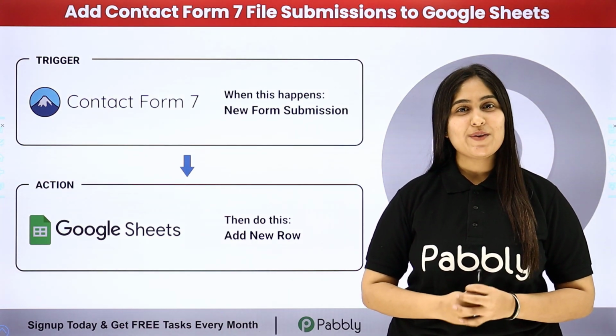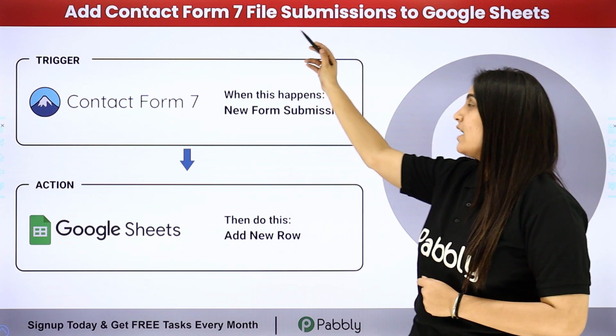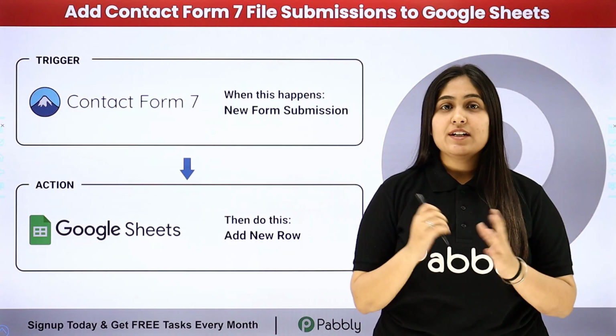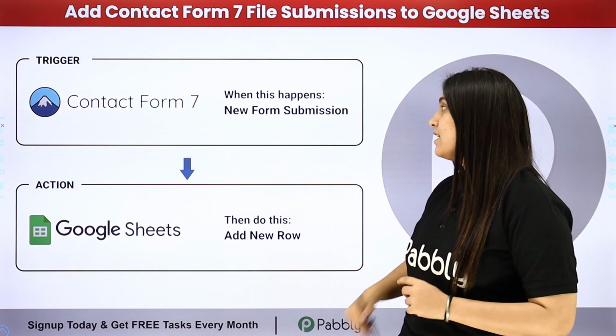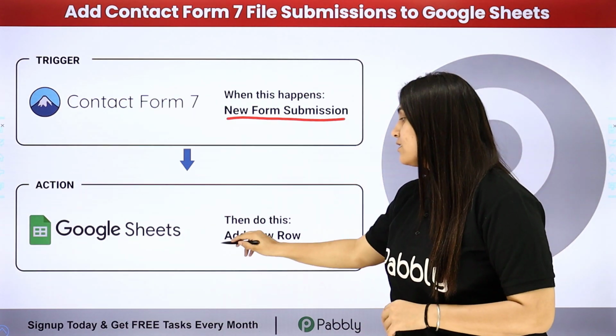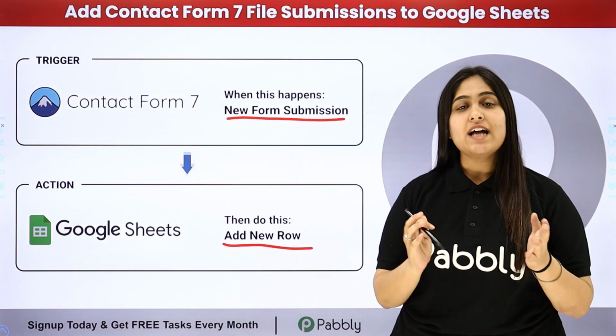So in this video we are going to learn how to add Contact Form 7 form submissions to Google Sheets. Here I have created a Contact Form 7 form, and I want that whenever a new form is submitted, the details of that form should automatically be added in my Google Sheet as a new row.